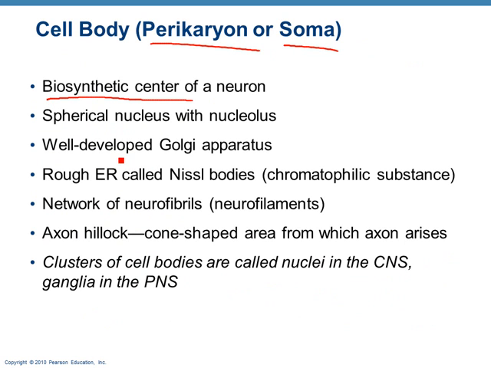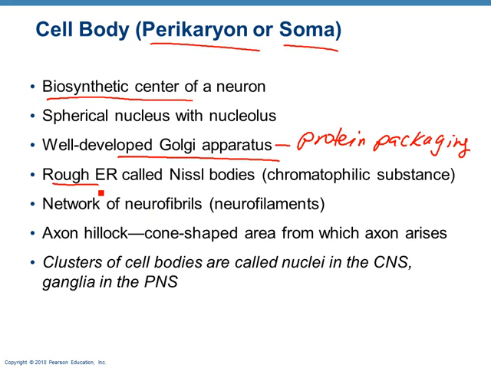You've got a well-developed Golgi apparatus. That's for protein packaging. You've got a rough ER, a rough endoplasmic reticulum. You've got something called Nissl bodies, and when we get into lab, I'll show them to you on the model, and I will refer to them as the candy sprinkles. Okay, and you'll know what I'm talking about, so you'll remember which one the Nissl bodies are. They're chromatophilic. Chromo means color, philic means love, so they're color-loving, so they're kind of colorful.